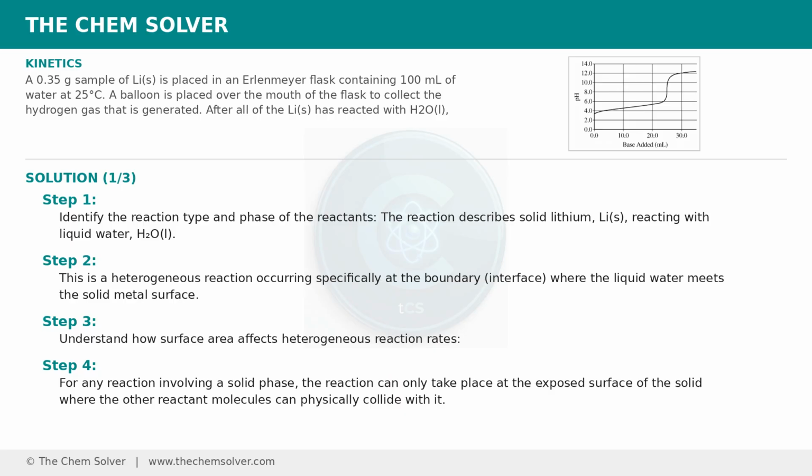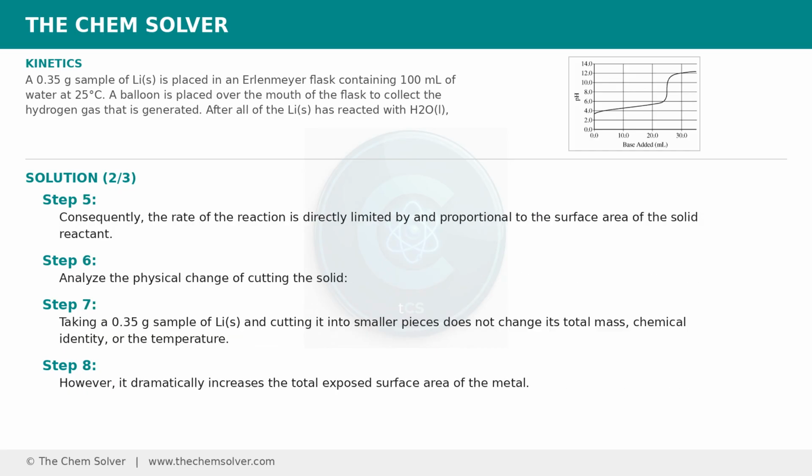Understand how surface area affects heterogeneous reaction rates. For any reaction involving a solid phase, the reaction can only take place at the exposed surface of the solid where the other reactant molecules can physically collide with it. Consequently, the rate of the reaction is directly limited by and proportional to the surface area of the solid reactant.